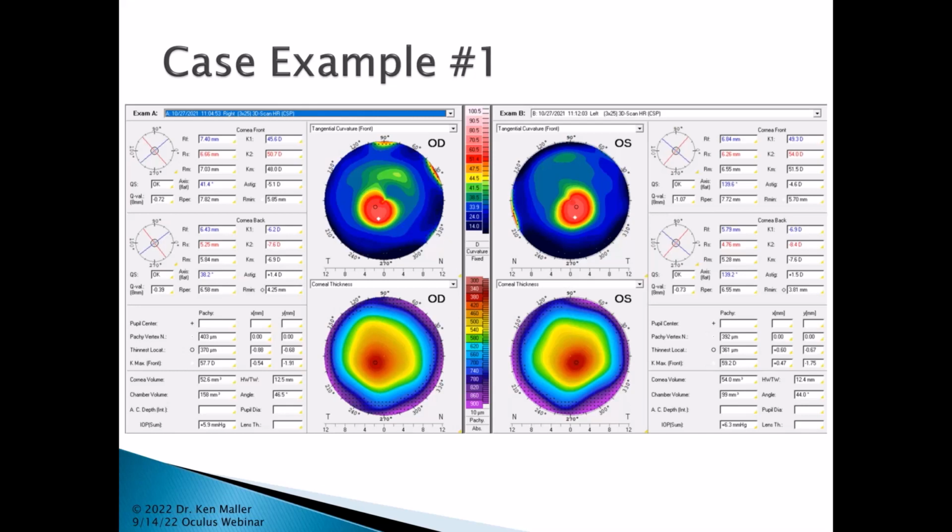And down on the bottom on the thickness screens, we have the actual data being displayed on the panels, and you can see the right eye there has a thinnest location of 370 microns with a Kmax of 57 diopters, and then on the left eye we have a thinnest point of 361 microns with a Kmax of 59.2.